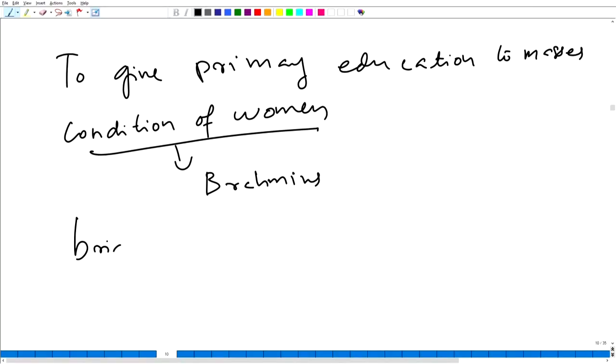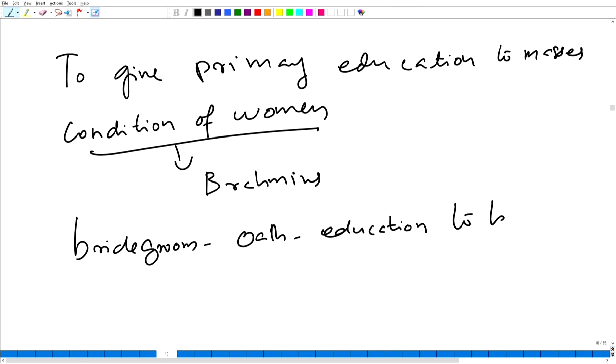He urged the bridegroom to take an oath to provide education to the bride. During the wedding ceremony, Jyotirao Phule asked the bridegroom to take the oath that he would provide education to his bride.